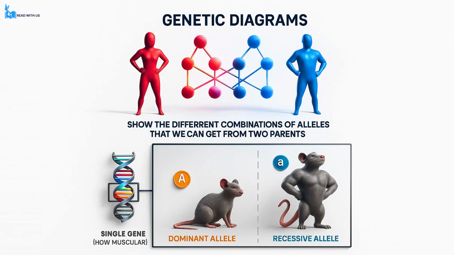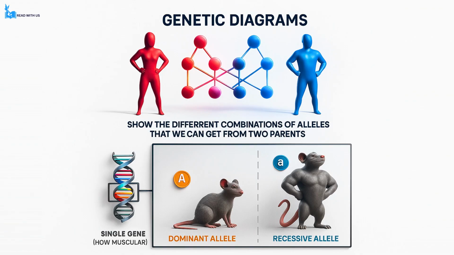mouse will be. Suppose there is a dominant allele, which we represent using a capital letter A, that codes for a normal mouse with average muscles, and a recessive allele represented by a lowercase letter a, which codes for a muscular mouse. If this idea of using uppercase and lowercase letters to represent alleles is new to you, it simply means that dominant alleles are written using capital letters while recessive ones are written using lowercase letters.